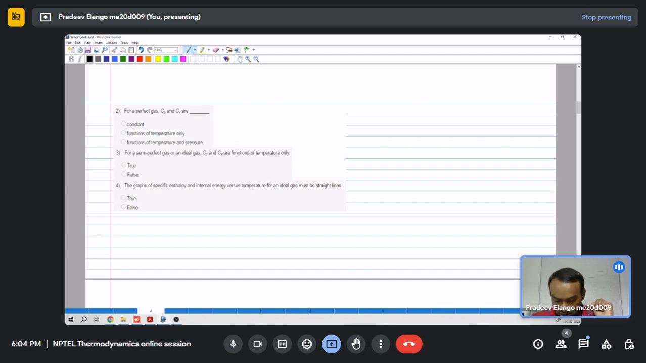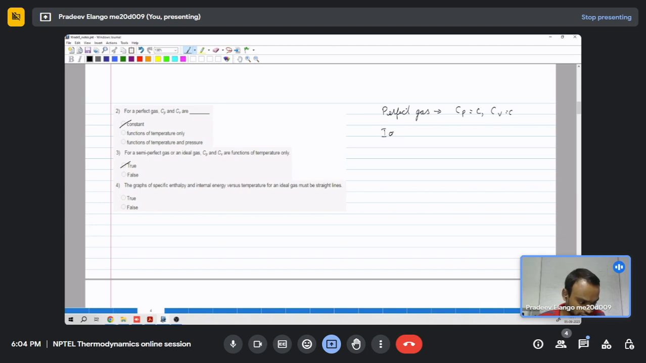Second question, for the perfect gas, Cp and Cv are constant, function of temperature only, or function of temperature and pressure. So the answer is constant. And in the next question we have semi-perfect gas or an ideal gas, Cp and Cv are function of temperature only. So this is true. So for perfect gas, Cp is equal to constant and Cv is equal to constant.